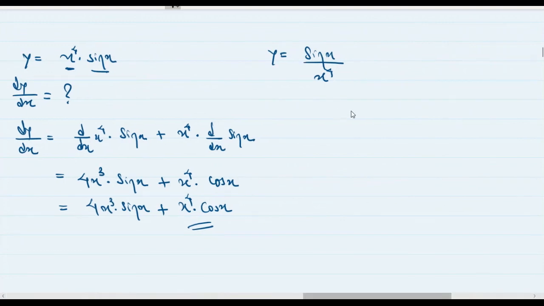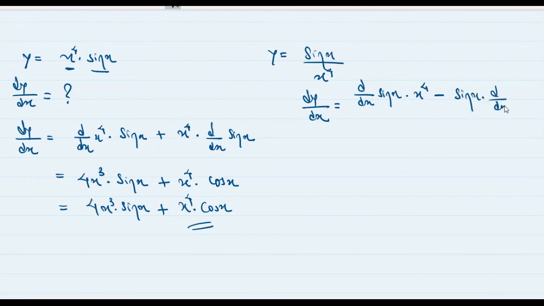So what is the quotient law? The quotient law says that for dy by dx, you will get the derivative of the numerator, that is d by dx of sine x, multiplied by the denominator, that is x raised to 4, minus the numerator multiplied by d by dx of the denominator x raised to 4, the whole upon x raised to 4 the whole square, denominator square, right?